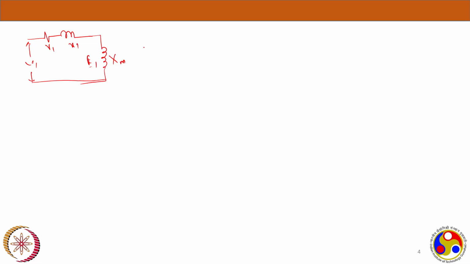Now this is the per phase voltage circuit. If you see the total three phase, I'm just showing the top portion, you can assume. This particular V1, and this will be E1, and here R1 and X1, whatever is existing there. This will be in the primary side.